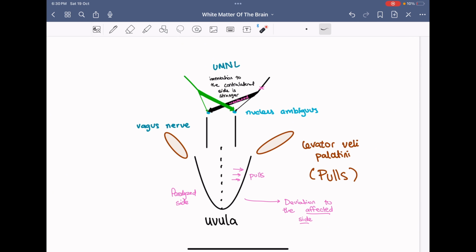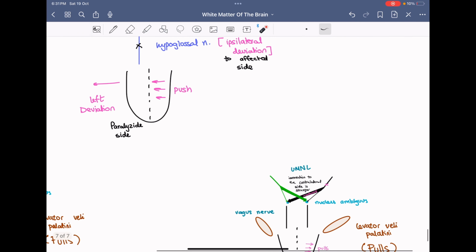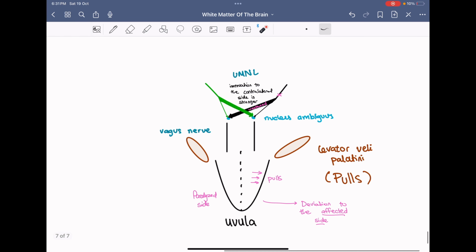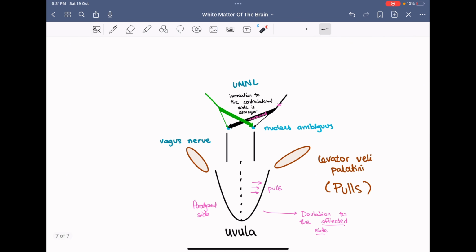Let's say we have a lesion over here on the right side. This means that this side is weakened. So if the left nuclei is weakened, obviously we're talking about the vagus nerve when we talk about the uvula, this means that this is your paralyzed side. But we have the levator veli palatini muscle, and it is a pulling muscle, opposite to the tongue, which was a pushing muscle. This muscle is a pulling muscle, and it's going to affect the outcome, obviously.